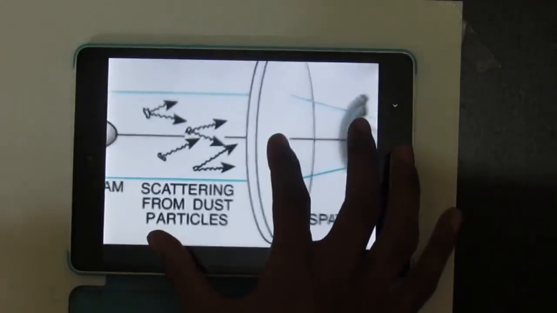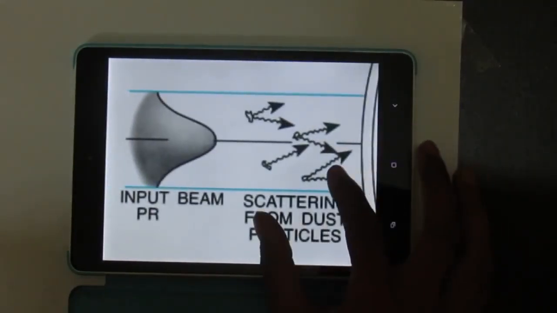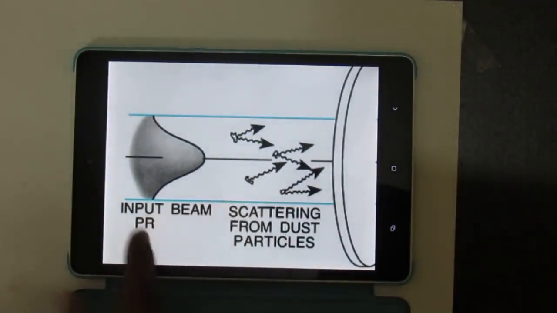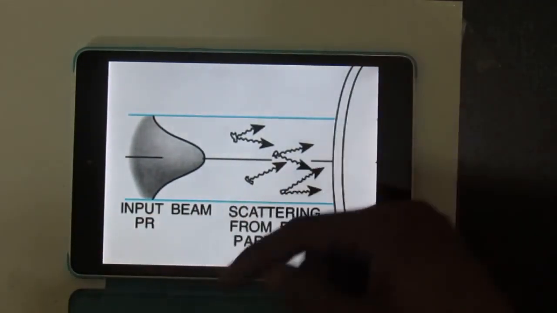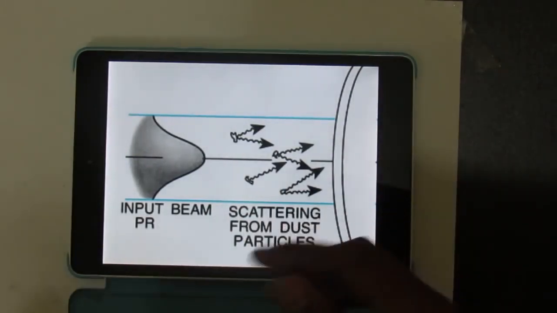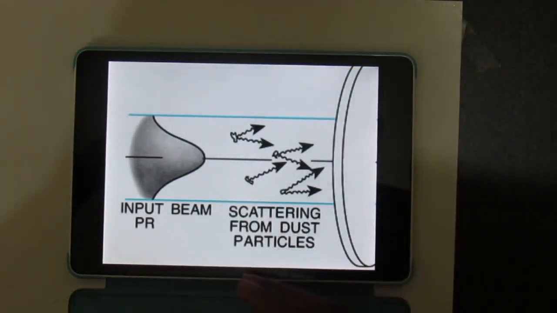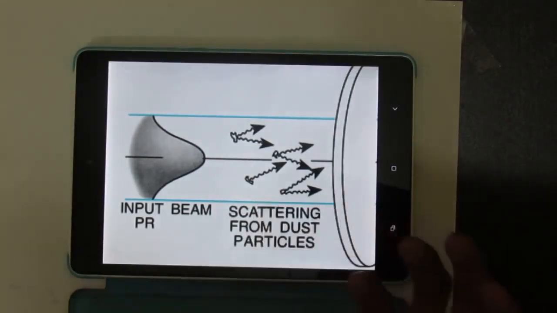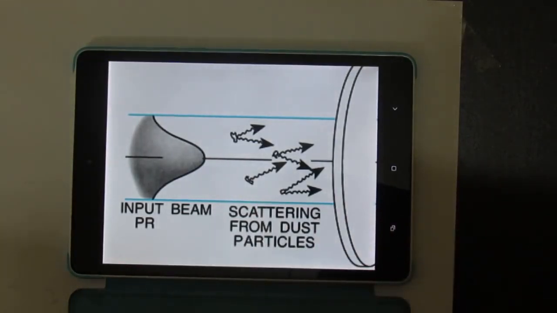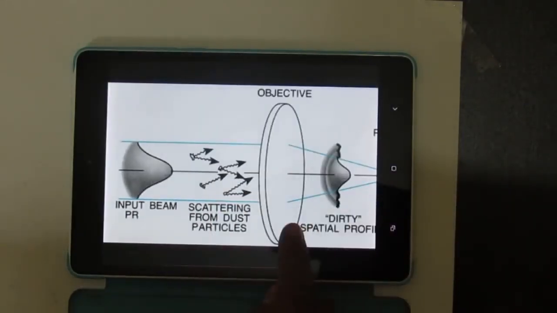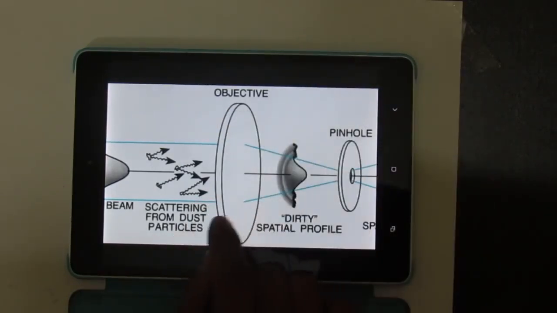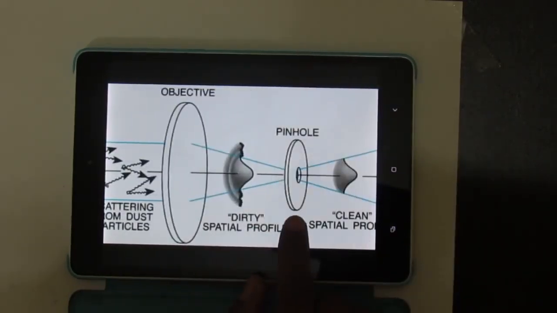For example, here you have shown that this is your input beam, a very clean beam, but because there were some dust particles present, these dust particles will make the beam scatter in all directions. So the beam becomes shabby. To clean this beam, you can use the 4F system. You can use the first lens to perform the Fourier transform. So this is your Fourier transform plane.